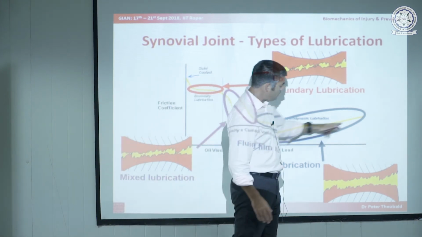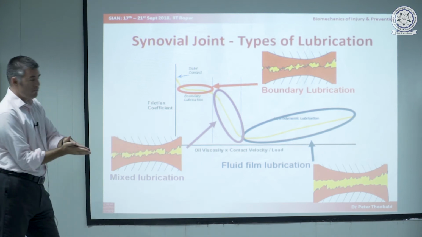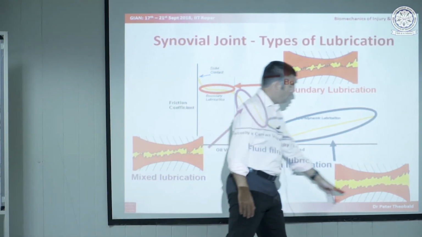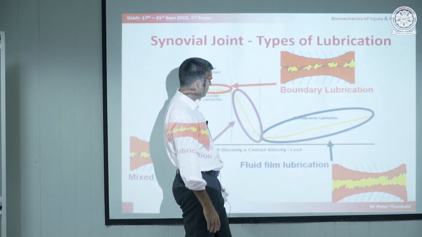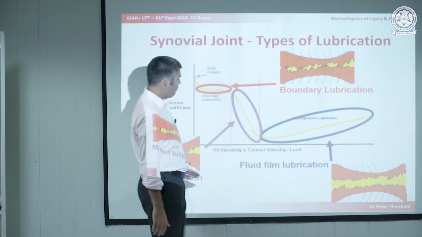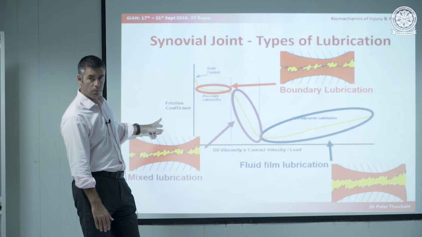Increase the viscosity again, and we get potentially to an area that is fully separated, so that we have no contact at all between the two surfaces. In essence, the frictional coefficient remains pretty much flat, but the key thing is it remains the lowest of all.